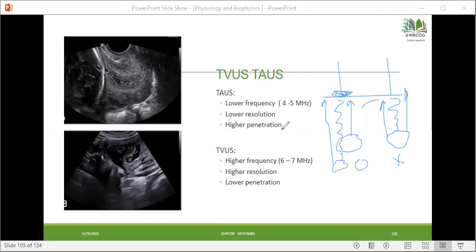Transabdominal ultrasound has less resolution, so its picture will not be as clear or crystal clear like the transvaginal. In comparison, of course, because now with the new modalities, new clarity of the crystals, and new technologies, transabdominal ultrasound has become very good quality of pictures. But in comparison with transvaginal, it will be less clear. Okay? But they have a very good advantage, which is the higher penetration.